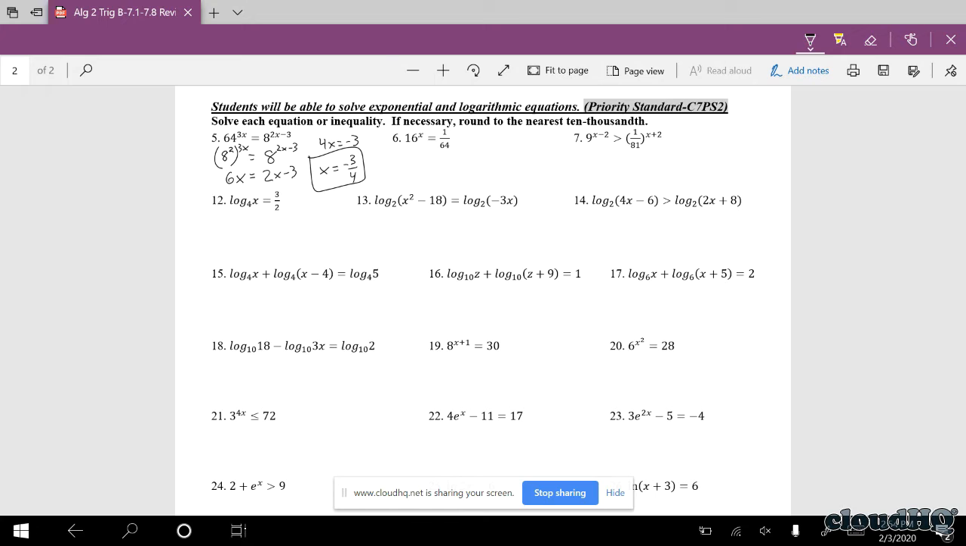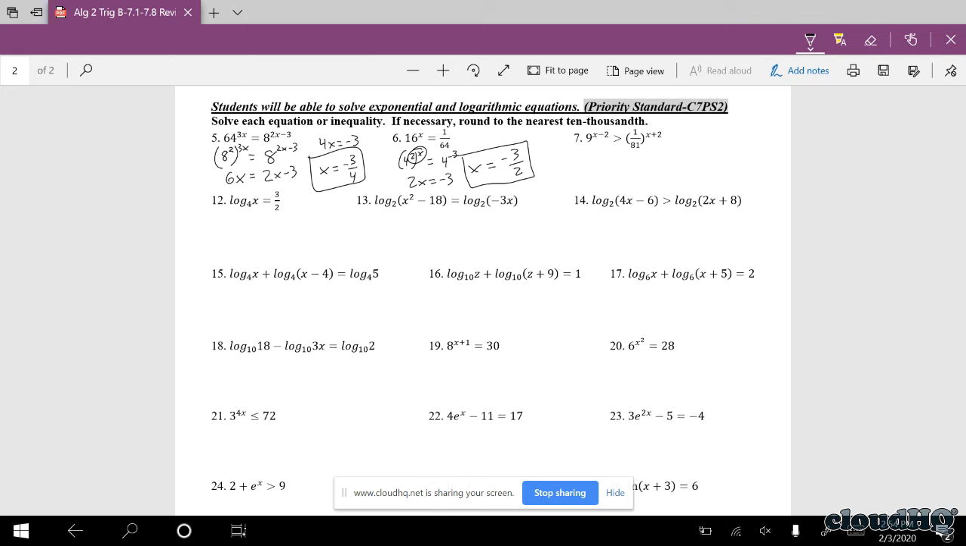The next one, they can both be written as powers of 4. So 4 squared to the x. Over here, you have 4 to the negative 3. So that's going to become a 2x there. Now we can drop the base numbers. 2x has to equal negative 3 divided by 2, negative 3/2.